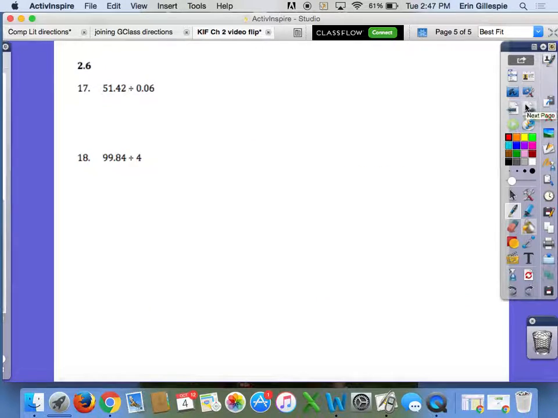All right, last 2 problems, 2.6. So dividing decimals. We have 51 and 42 hundredths divided by 6 hundredths. So remember, first of all, key to setting this up with long division, we need to make sure we put these in the right spots. This one is your dividend, which means it goes on the end. This one is your divisor. So 51 and 42 hundredths goes underneath the long division sign. 6 hundredths goes outside the long division sign.